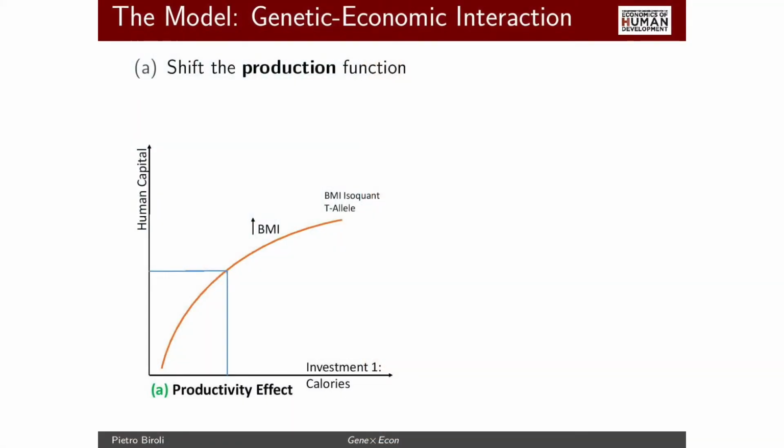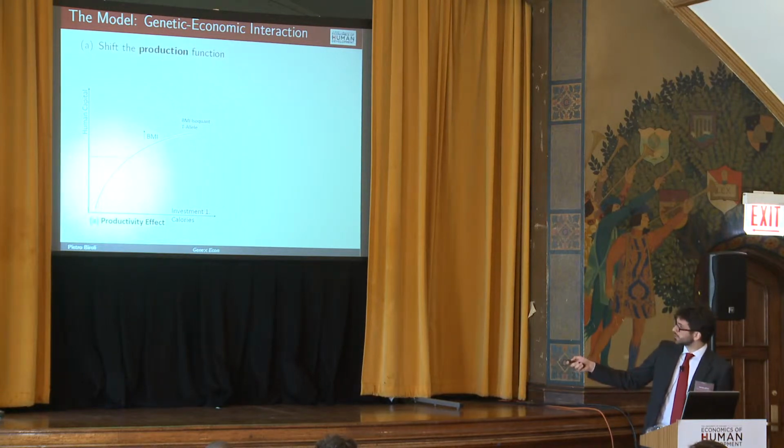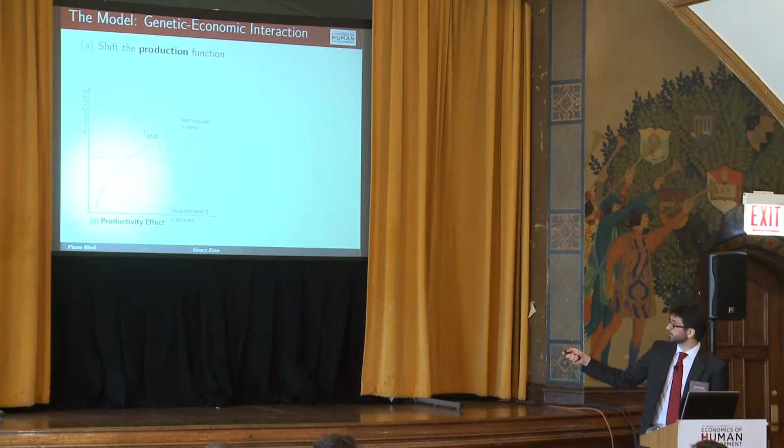So I'm going to use these graphs to explain the model in a way that I hope is clear for everybody. Consider one particular type of investment, say caloric intake, how much we eat, and one particular outcome in human capital. In this case, it's going to be BMI. And we can trace the way that investment as an input maps into human capital as an output.